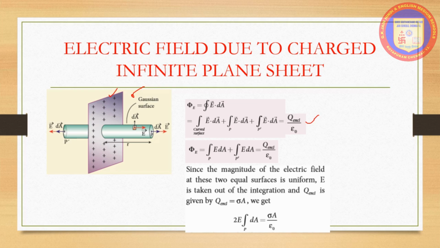The electric field is perpendicular to the area element at all points on the curved surface, and it is parallel to the area element at P and P dash. Then phi E is equal to the integral at P of E dot dA plus the integral at P dash of E dot dA, which is equal to Q enclosed divided by epsilon naught. Since the magnitude of the electric field at these two equal surfaces is uniform, E is taken out of the integration, and Q enclosed is given by sigma A. We get 2E into the integral at P of dA is equal to sigma A divided by epsilon naught.